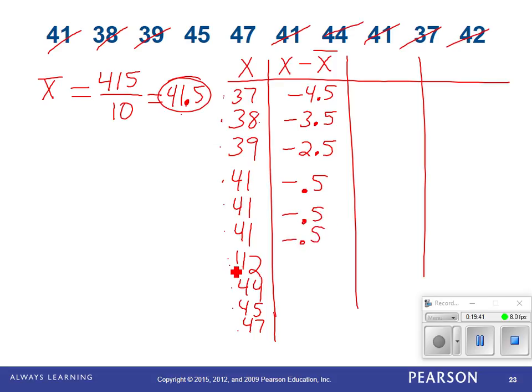Then we're at 42 now. Instead of a negative 0.5, now it's going to be a positive 0.5. Then 44 minus 41.5 gives us positive 2.5. 45 is going to be 3.5. And then 47 minus 41.5 is going to be 5.5.